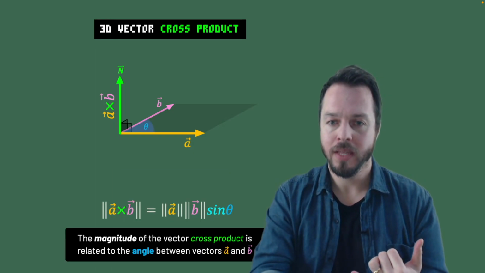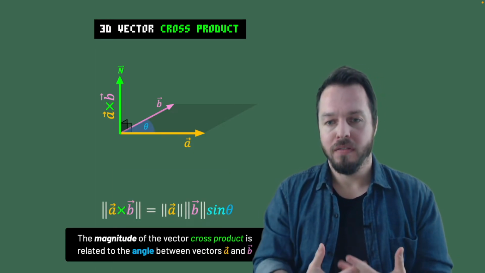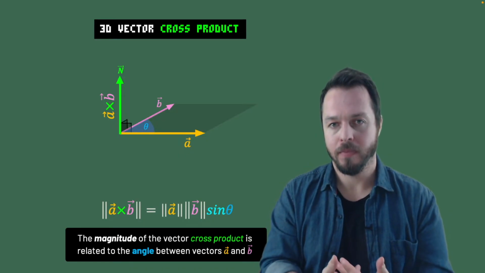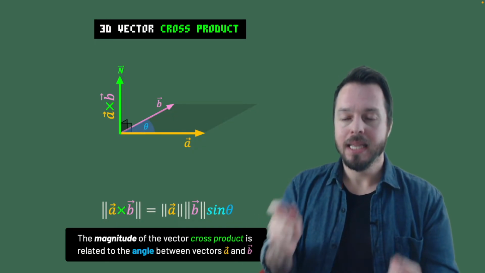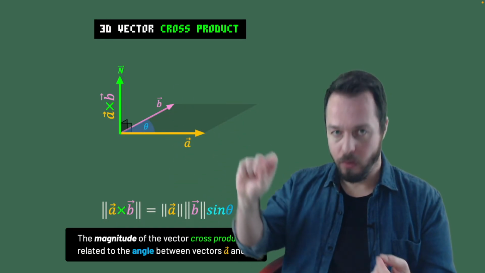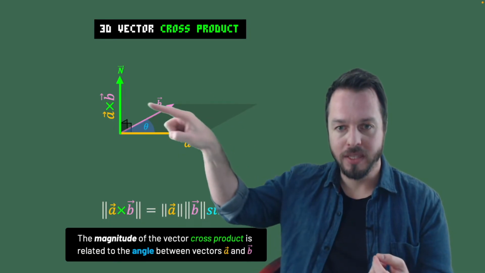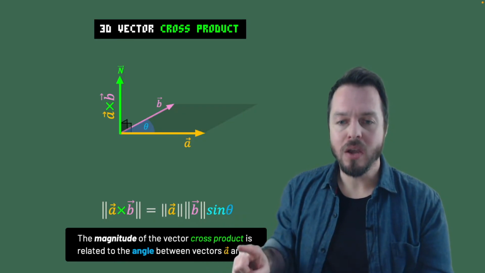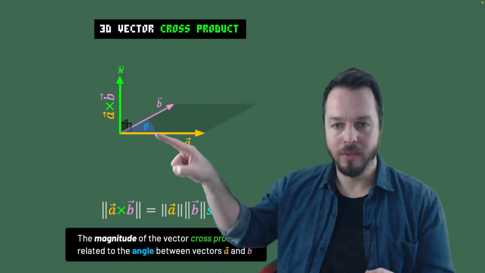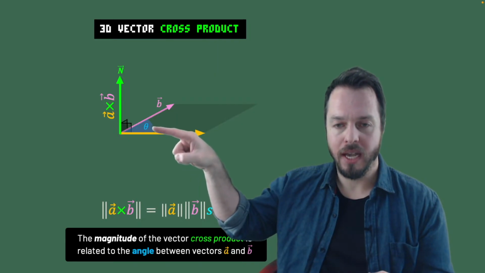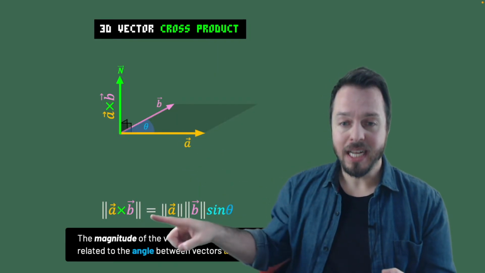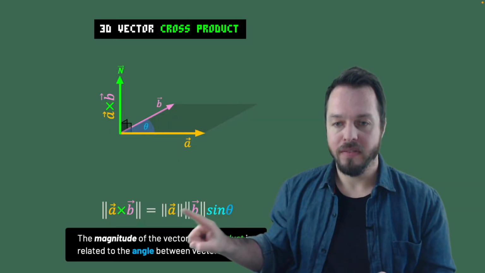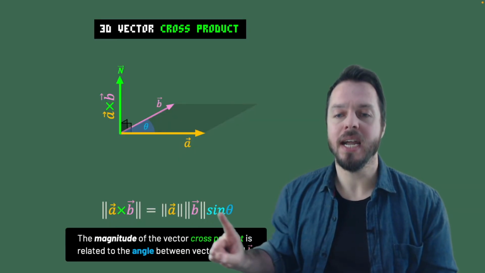The magnitude of the vector cross product is related to the angle between vectors A and B. There's a lot here that we have to unpack. The magnitude, so the size, the length, when I say magnitude of a vector, is the length of the vector. So the length of that vector cross product has everything to do with the angle between the original vectors A and B. That angle I'm calling theta. This is how we find the magnitude, the length of that cross product: the length of A times the length of B times the sine of that angle.